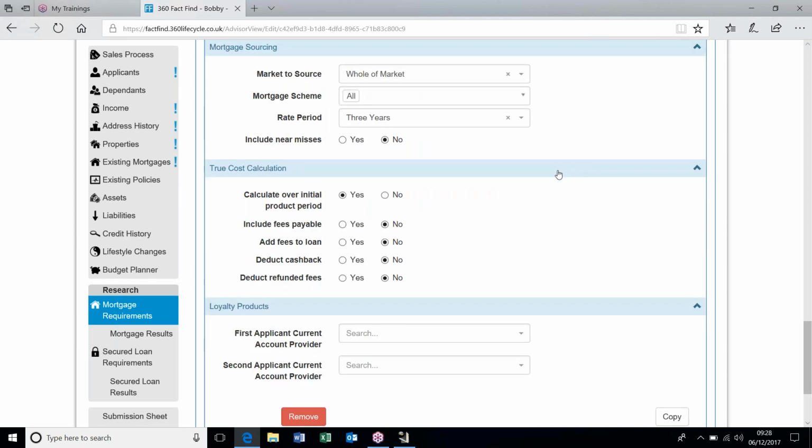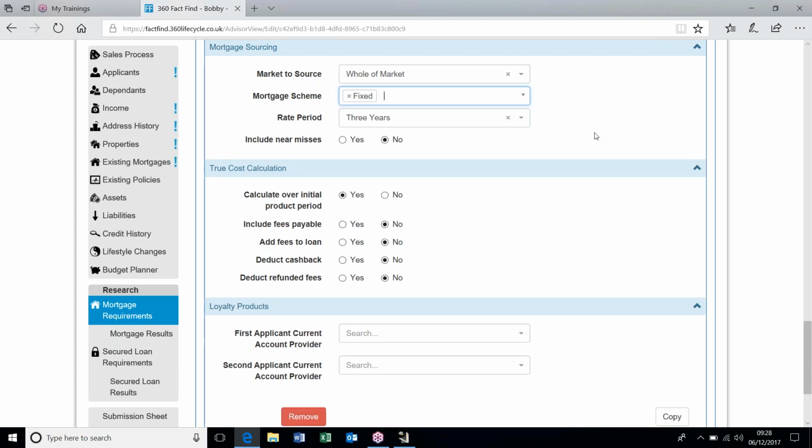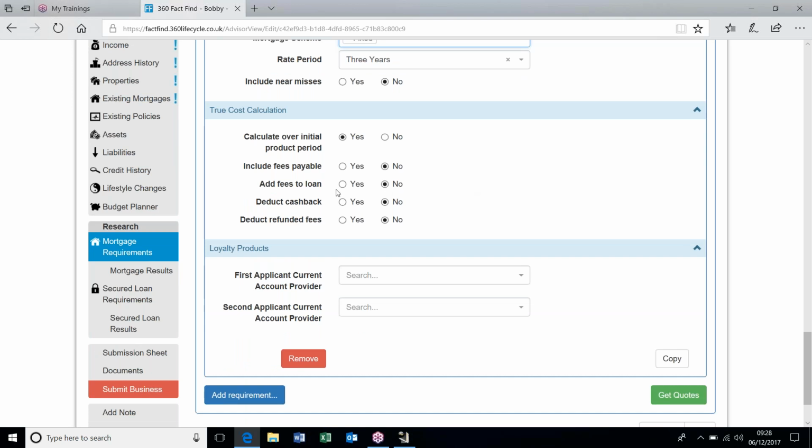And then we've got the mortgage sourcing. So we're going whole of market, and rather than putting all schemes in, we're going to keep it in line with their preferences. So I'm going to go for a fixed scheme and leave it at 3 years. You can include near misses as well, so it will bring up mortgages that might suit the client's affordability, but just not fitting that correct criteria. But again, we'll keep it simple. We'll say no to that one as well.